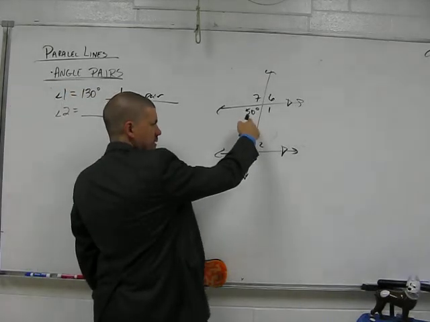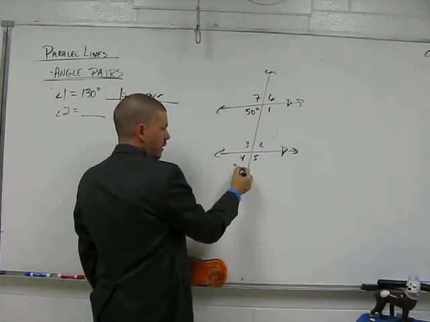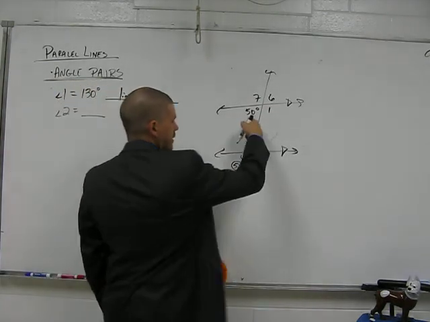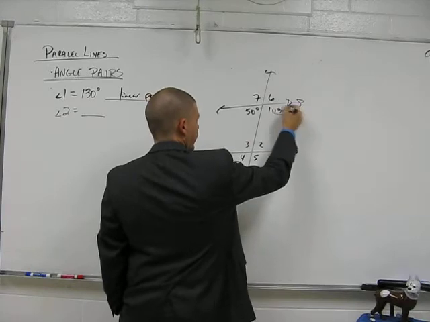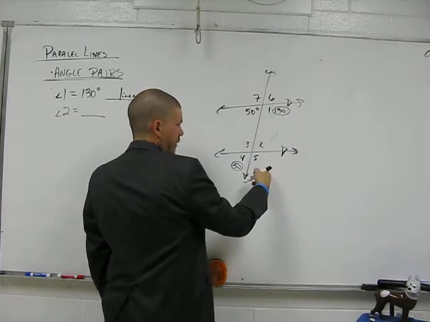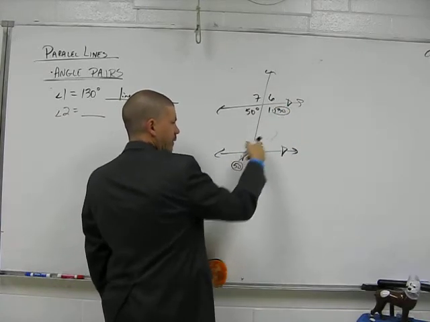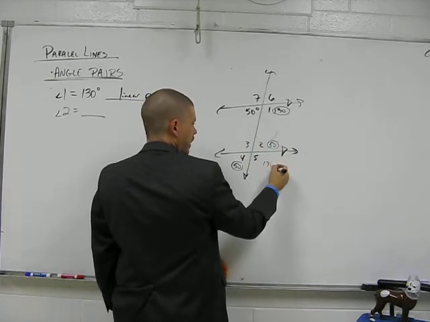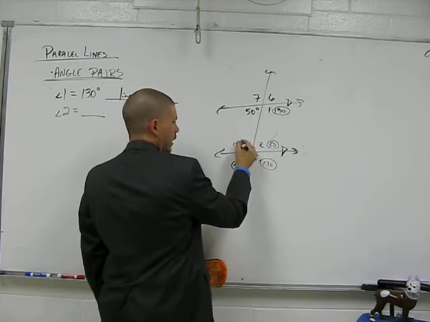Well, if this is 50, wouldn't this also drop down to be 50? Yes, I think so. If this is 50 and this is 130, wouldn't this drop down to be 130? And because of vertical angles, wouldn't that be 50 degrees?